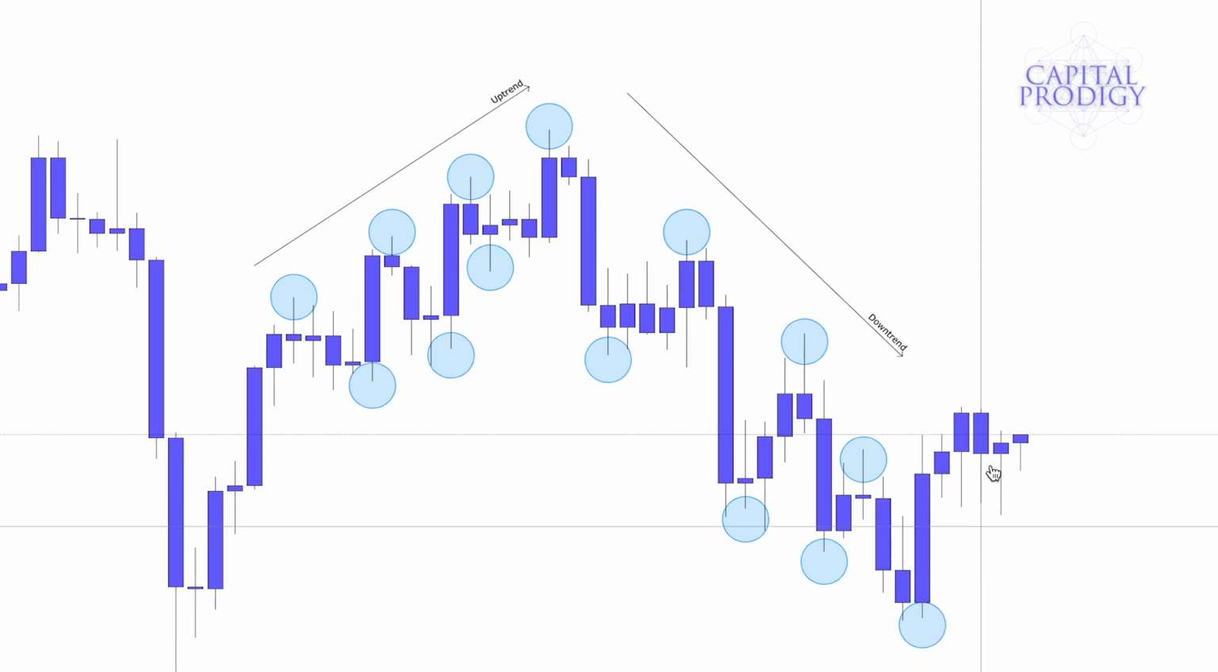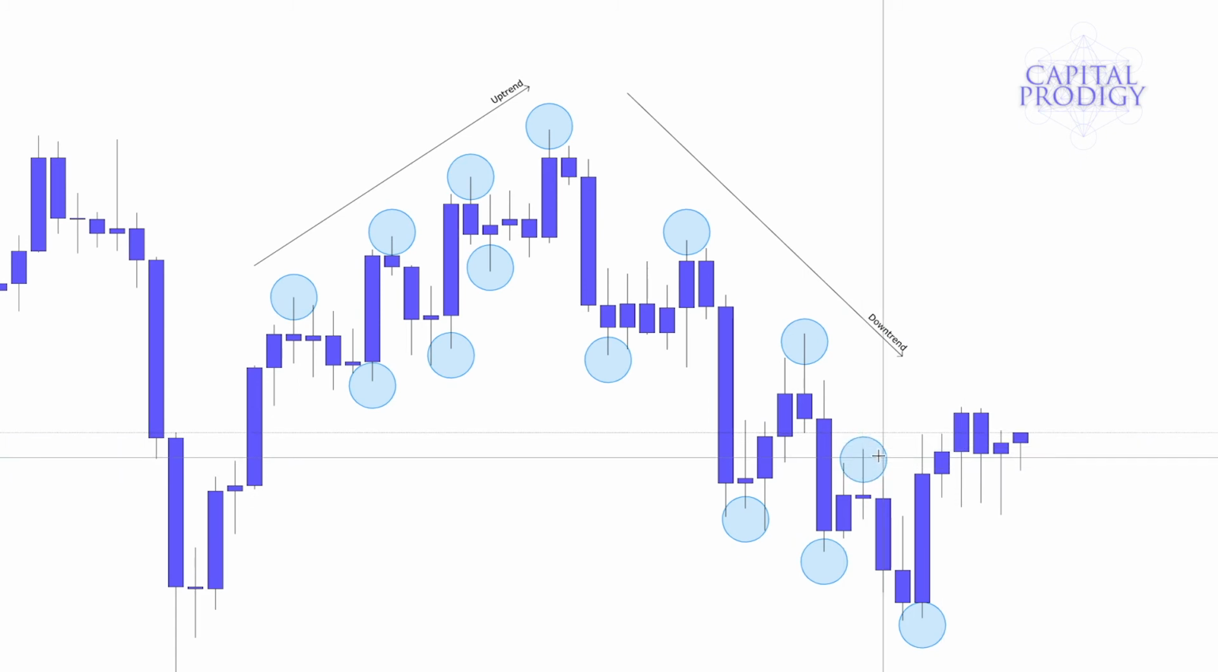Price is currently at this moment creating a higher high because it is surpassing this last lower high. So now we have another higher high, and I hope you guys understand this. It's really simple. It works on every time frame, and yeah, that's it.